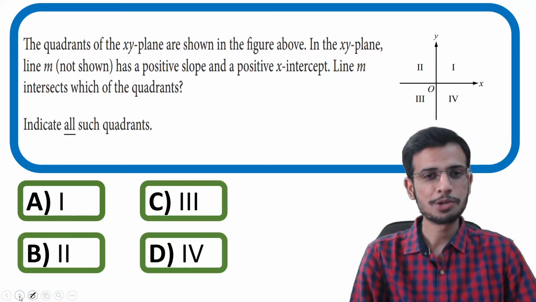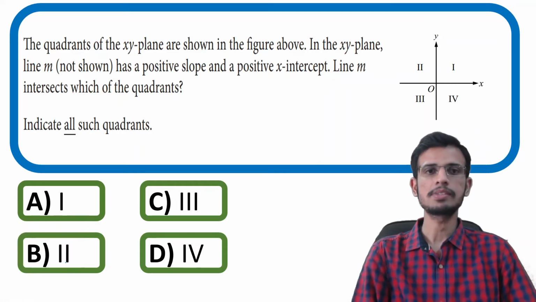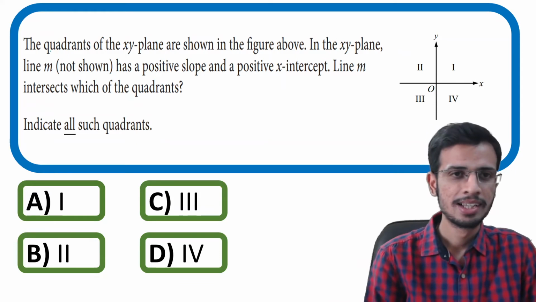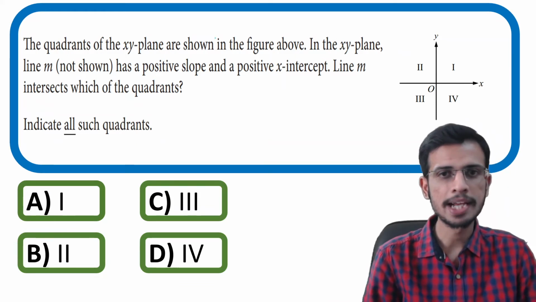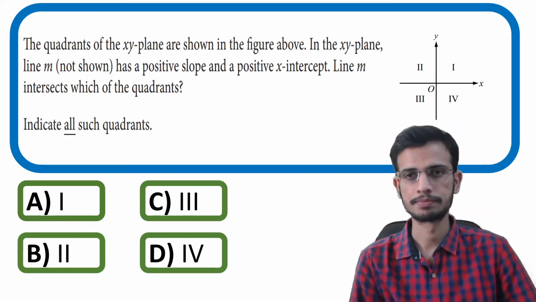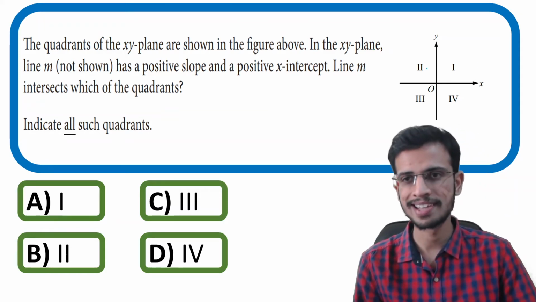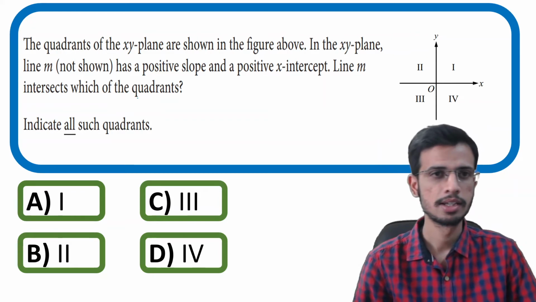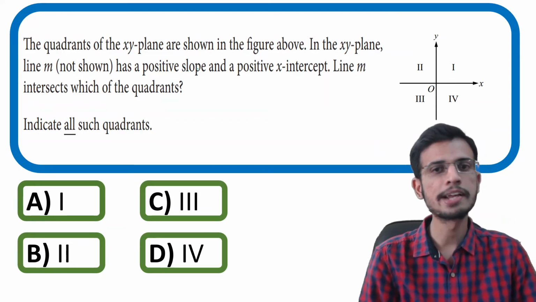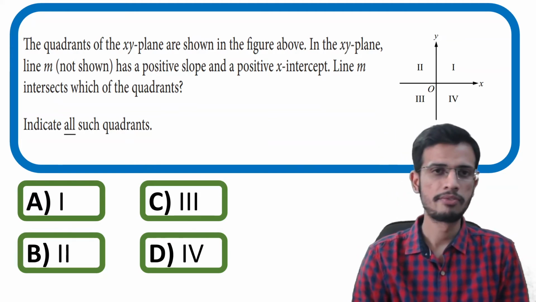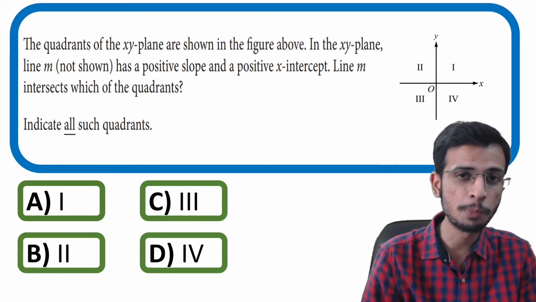Let us move on to the next question. That is slope of a line. The quadrants of the xy plane are shown in the figure above. Right? In the xy plane, quadrants are shown: first, second, third and fourth. Line M has a positive slope. There is one line M that is not mentioned in the figure, but there is one line that has a positive slope.